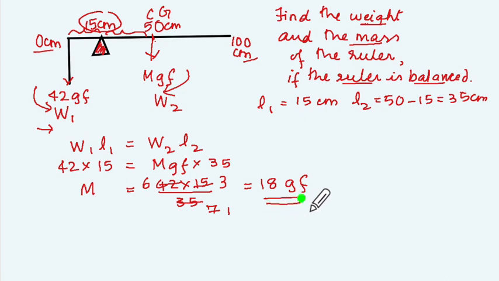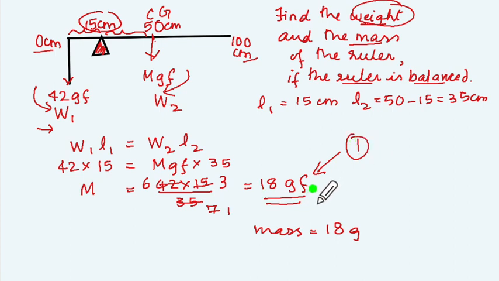What is this? This is the weight of the ruler. What will be the mass of the ruler? The mass of the ruler will be 18 g. So this will be a 2-mark question, 1 mark for writing the weight of the ruler, and the second mark for writing the mass of the ruler.